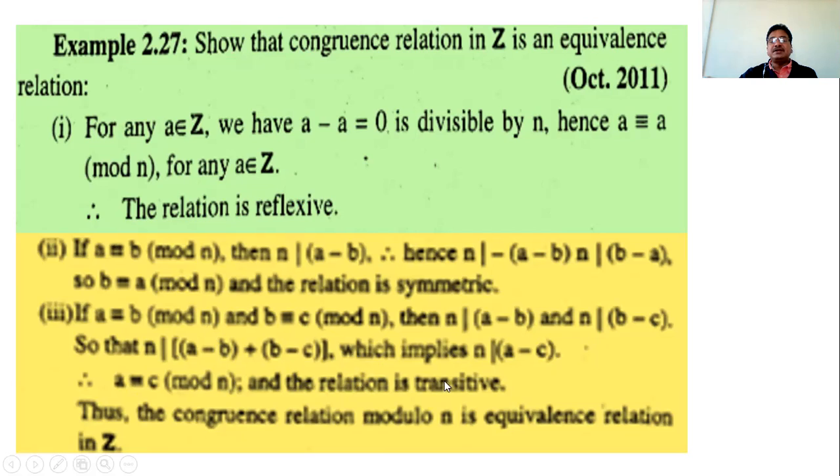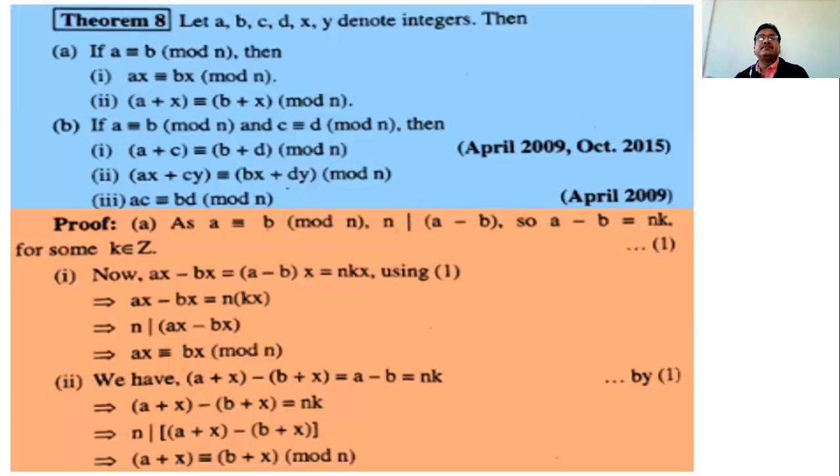And therefore the congruence relation is transitive, and hence the congruence relation modulo n is an equivalence relation on Z, because the congruence relation is reflexive, the congruence relation is symmetric, and the congruence relation is transitive. Therefore, the congruence relation in Z is what? An equivalence relation. Similarly, the next problem, some properties of the congruence relation.